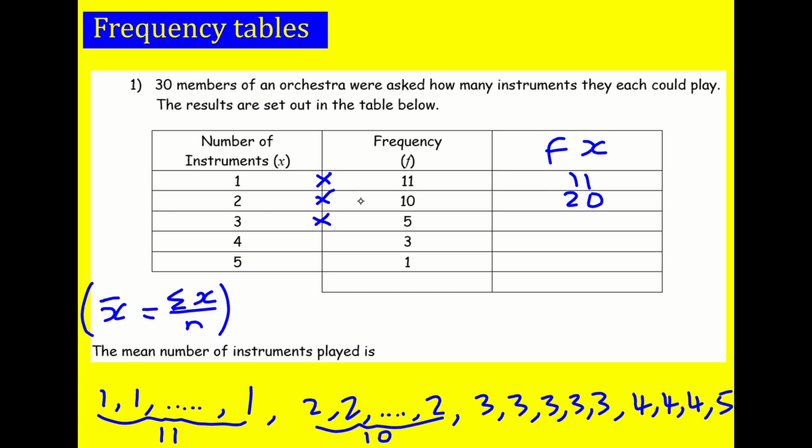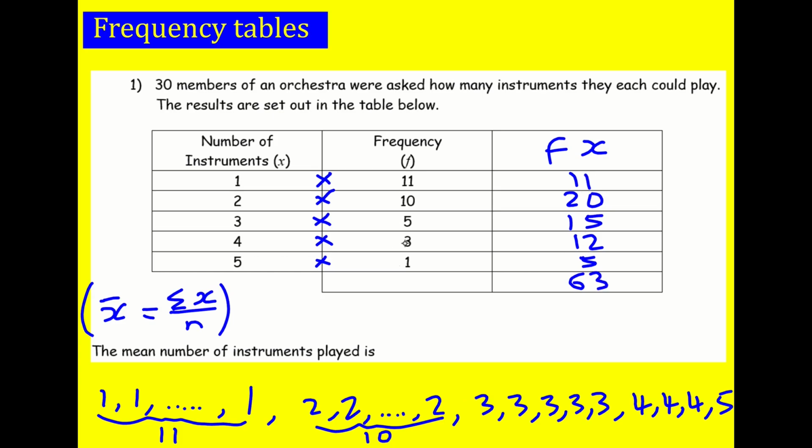I've got 5 3s. I'm going to multiply that to give me 15. I've got 3 4s to give me 12. And I've got 1 5 to give me 5. If I add all of these up, that will give me the total when I add all my x's up. It's the same thing, and I get 63. You can check if you like by adding these up with a calculator.